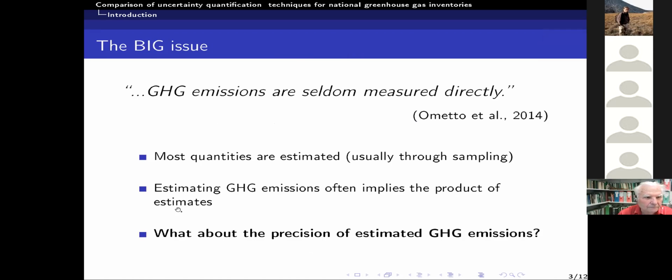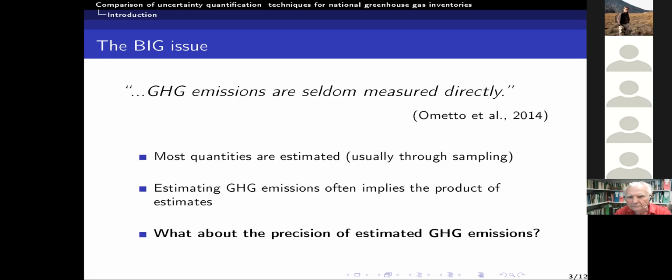The problem is that greenhouse gas emissions are almost never measured directly. We always rely on sampling. Most quantities are estimated. We estimate basic quantities, and I'm going to provide you with some examples in the next slide. But when we multiply those estimates, obviously we get some estimate of the greenhouse gas emissions, and we can wonder what is the precision of those estimated greenhouse gas emissions.